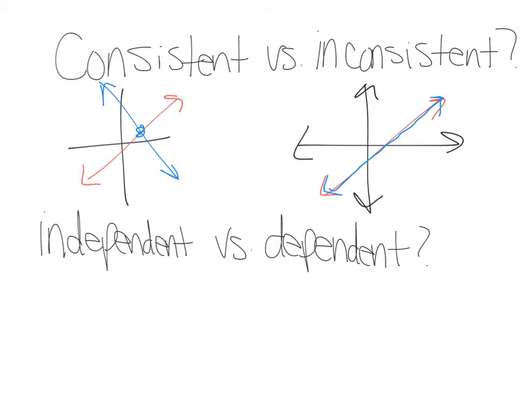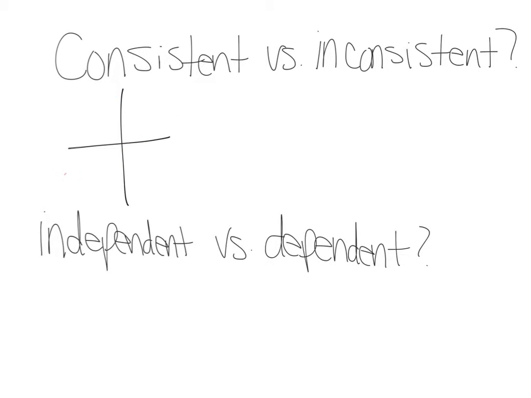So, okay, if I have one line going this way, a second line that's going up at the same slope, the same rate, they never touch, these are inconsistent. They never touch, not even at one point. We call that inconsistent. Okay, and then the difference between independent versus dependent.